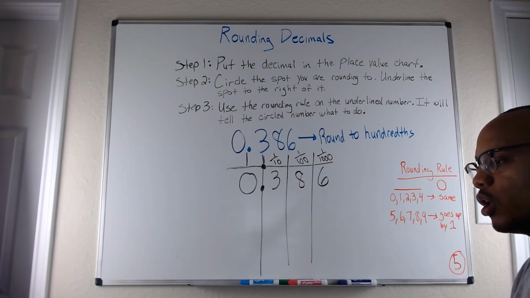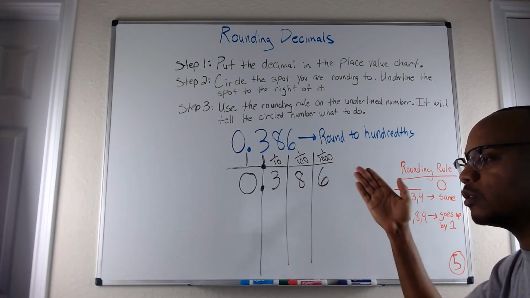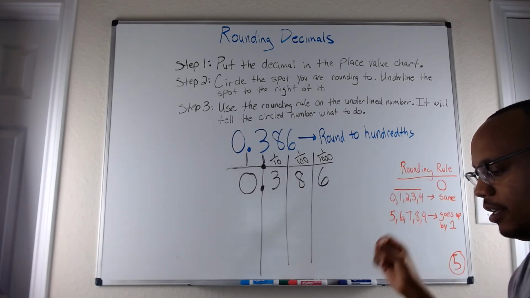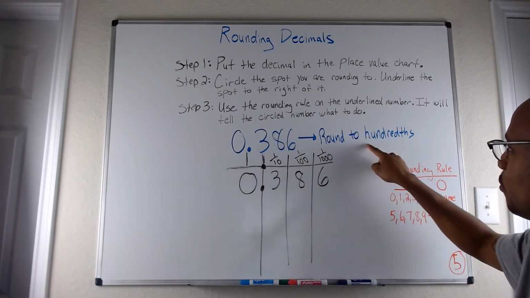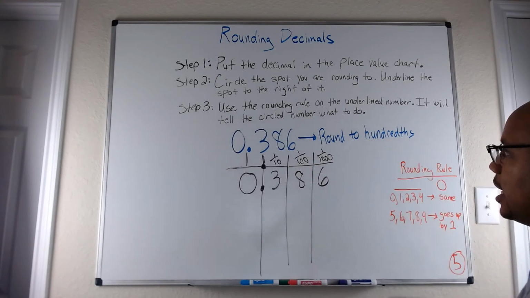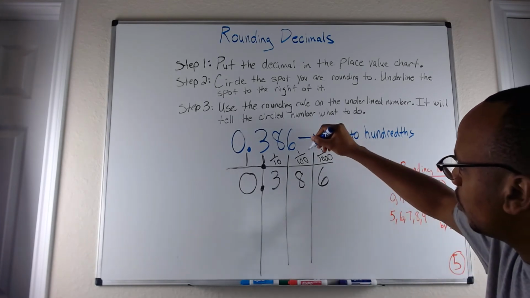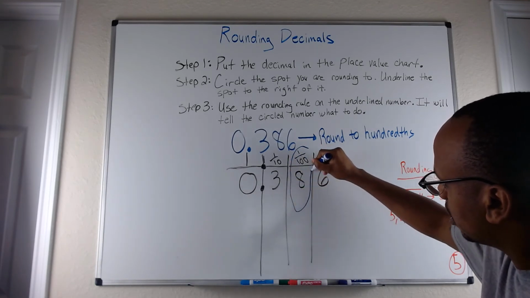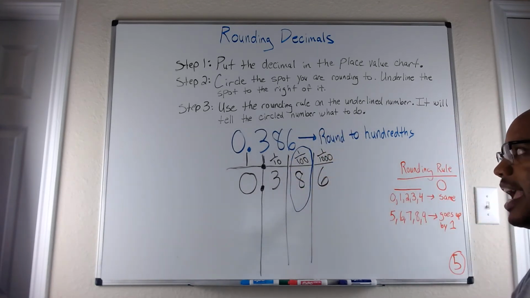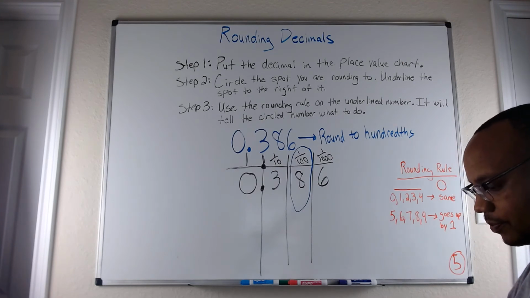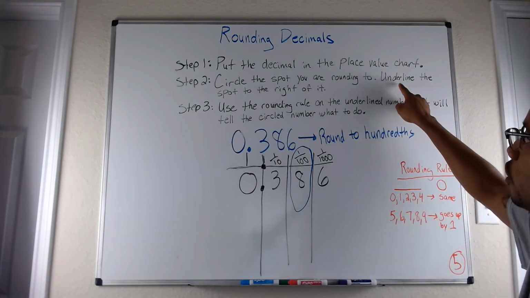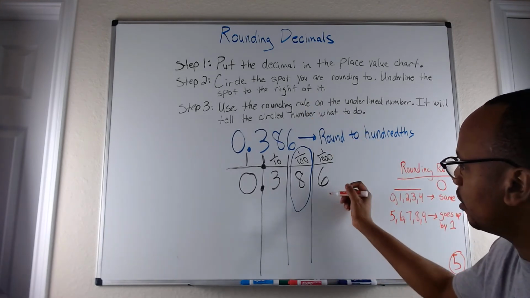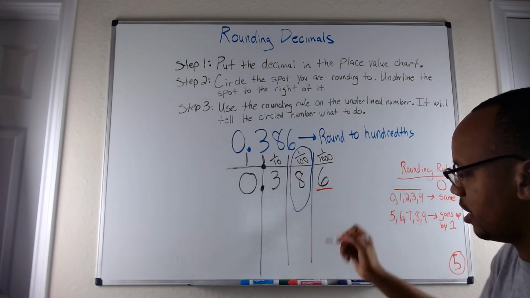Step 2, you're going to circle the spot you are rounding to, then underline the spot to the right of it. See, I'm interested in rounding to the 100th spot. That's the spot I'm going to focus on, which means that's the spot I'm going to circle. All right, I circled the 8 in the 100th spot. Now, underline the spot to the right of it. The 6 is to the right of it, or the 6 is behind it, like people say.